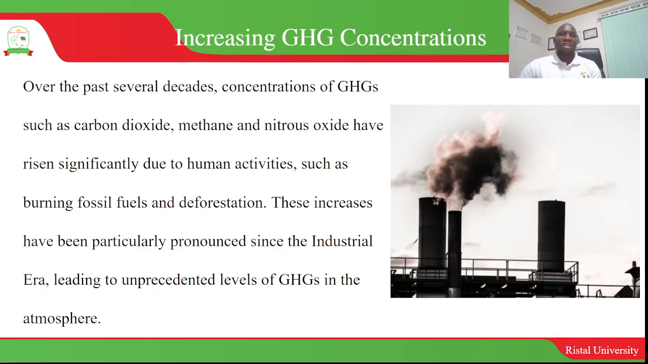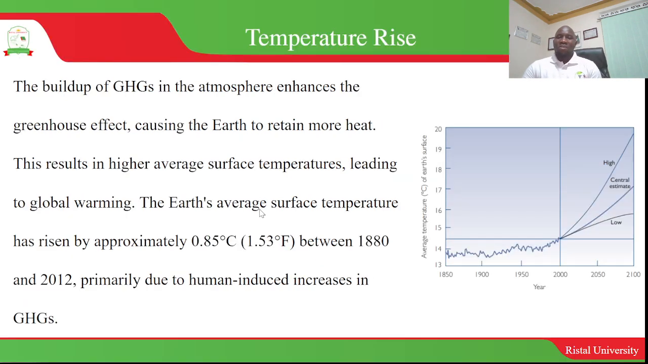So when you have a lot of these gases, they trap the reflected energy and cause the earth to be warmer. So this is actually increasing, for all the generations from the industrial era up to the era that we are in now. The amount of these gases has been increasing, and consequently, the temperatures have been rising over the years.